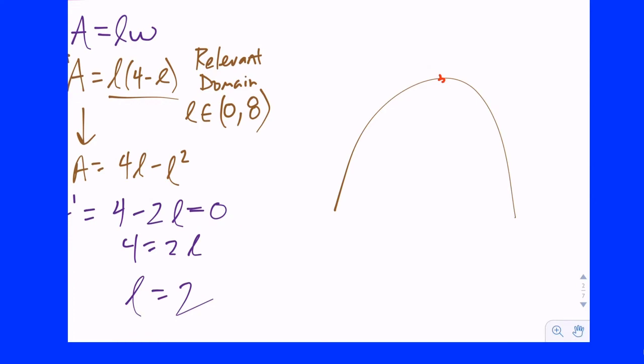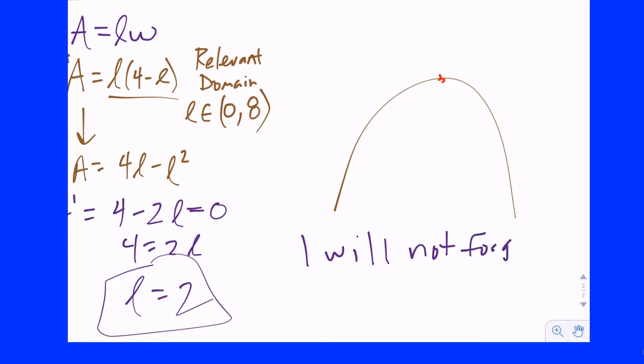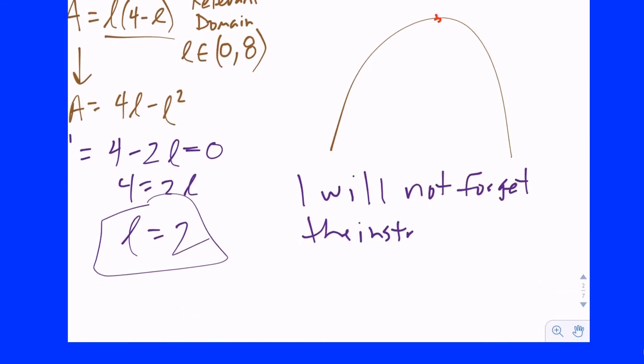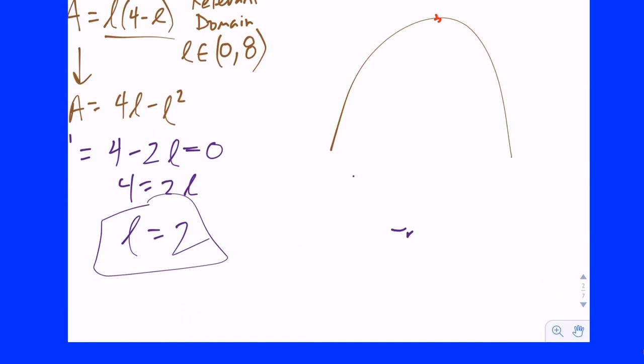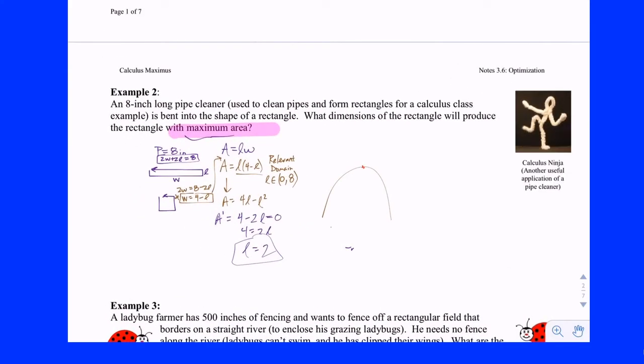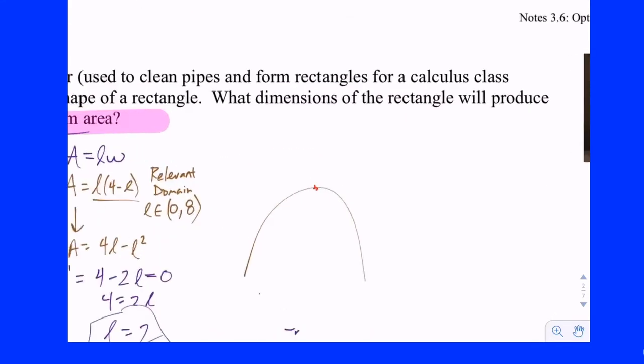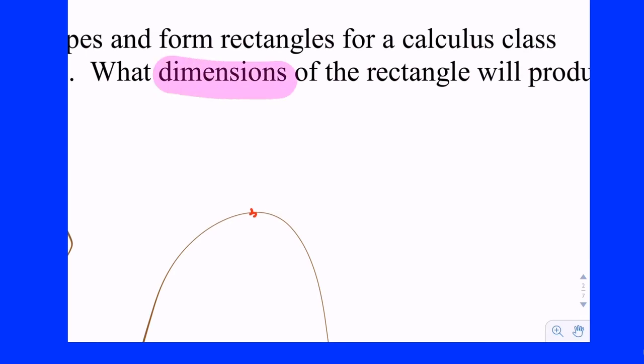All right, so we box it and move on, yeah? No. What's the last thing? Yeah, right, just what kind of sentence? I will not forget to read the instructions on an optimization question. Those sentences will help you because that's what we need to do. We need to make sure we're answering the question. It asks us for the dimensions.